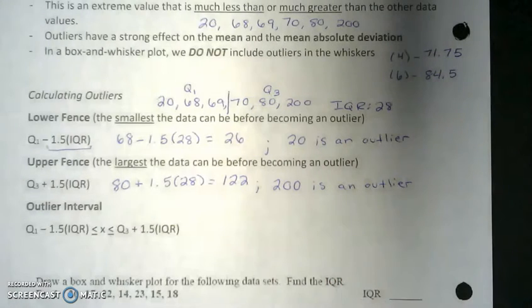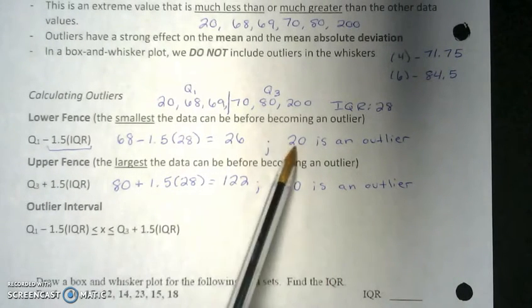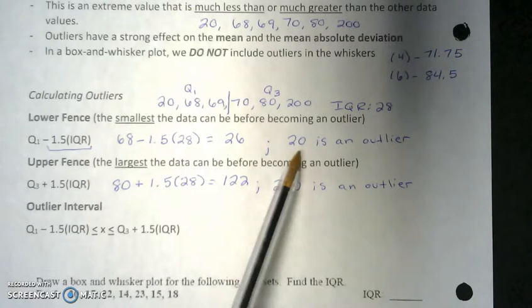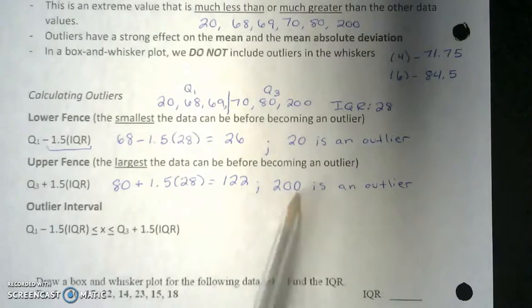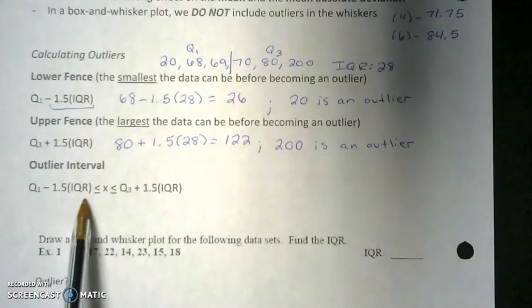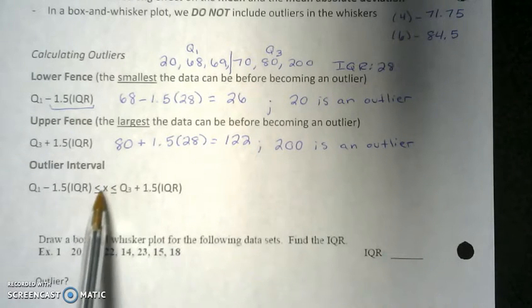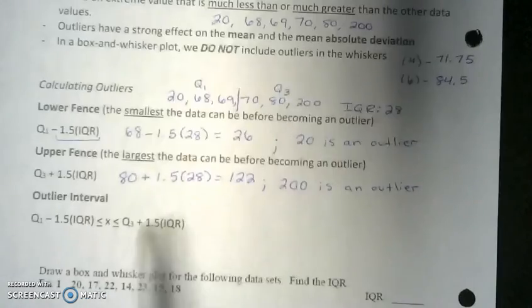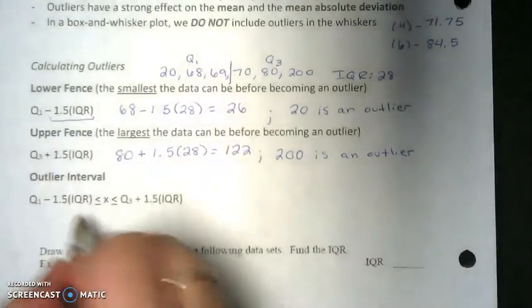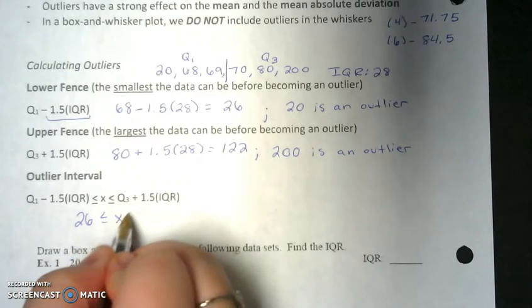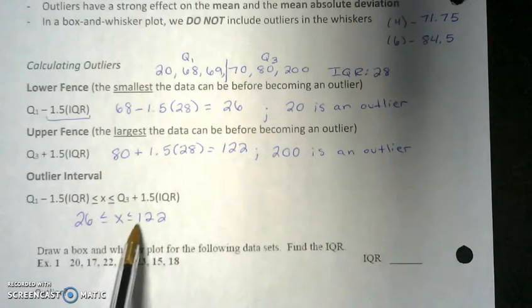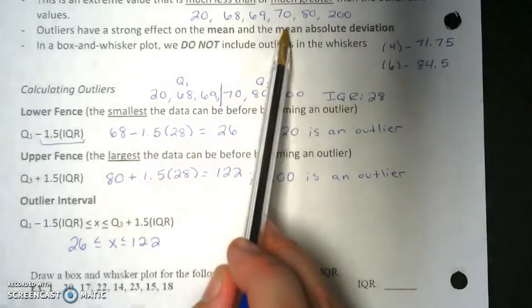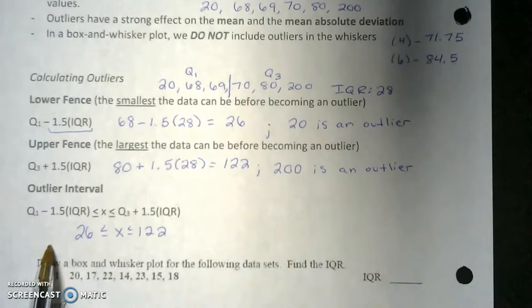So if it's smaller than the lower fence, it's an outlier. If it's bigger than the upper fence, then it is an outlier. So now our interval, what this is saying is that all my data, so this is saying X, so all my numbers in my data set need to be between 26 and 122. So all of these numbers in my data should be between these two numbers. If not, in this case, they become outliers. So that's why 20 became an outlier and 200 became an outlier.